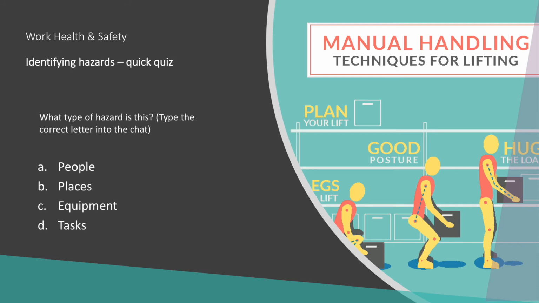Next one, note there are instructions for this one. That should give you a clue as to whether it's A, people, B, places, C, equipment, or D, tasks. And the correct answer here is D, tasks. Remember, you've got to follow those instructions. Otherwise, your organisation might not get their insurance if you injure yourself, and you'll be liable for the damages yourself.